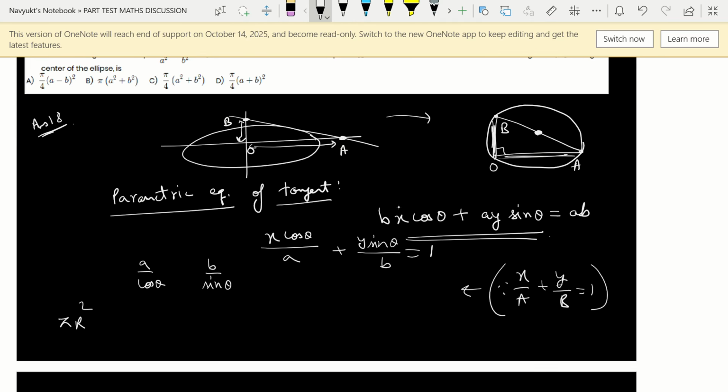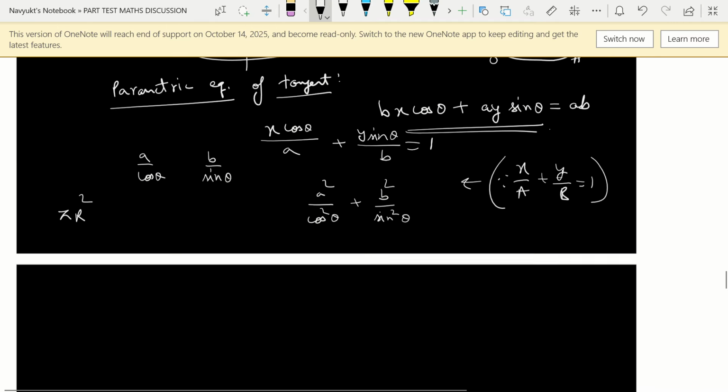Pi r square. For maximum minimum, we'll just differentiate it. So what we will be doing, we will simply write the equation of the length of the diameter first, right? Because that would be simply a square upon cos square theta plus b square upon sin square theta. This would be the length of the whole diameter.